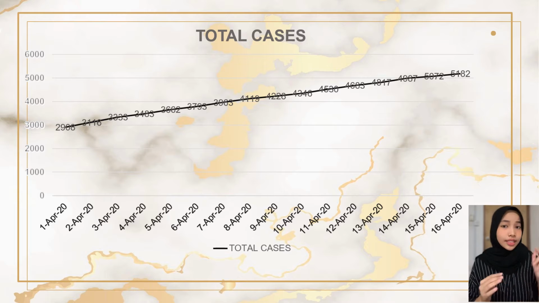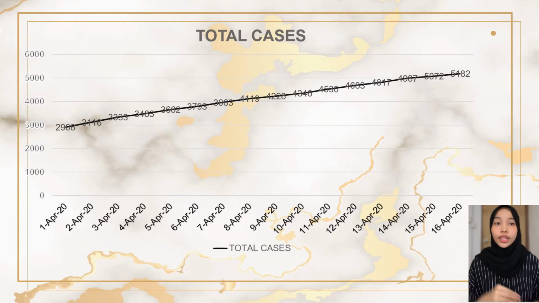And you can see 2nd April 2020 shows the highest cases in this graph. After that, the daily cases were slowly decreasing to 100 something until 16th April 2020. The daily cases were increasing from 85 to 110 cases. So the total cases of COVID-19 from 1st April to 16 April 2020 are 5,182.